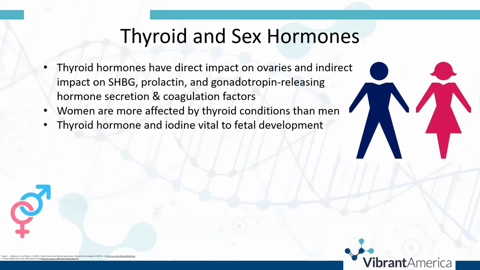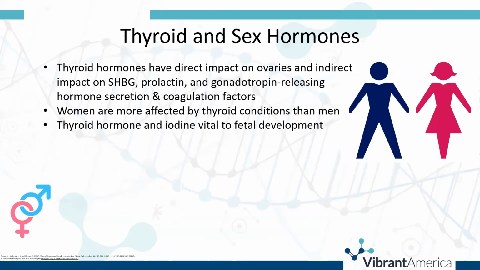So let's talk about what happens due to our sex hormones. Thyroid hormones have a direct impact on ovaries. They also indirectly will impact sex hormone binding globulin, prolactin, and gonadotropin releasing hormone secretion.